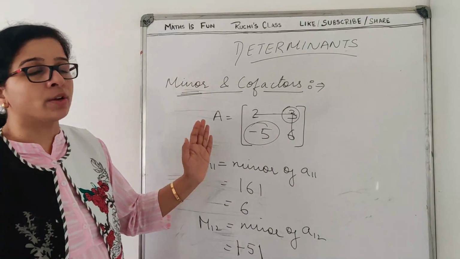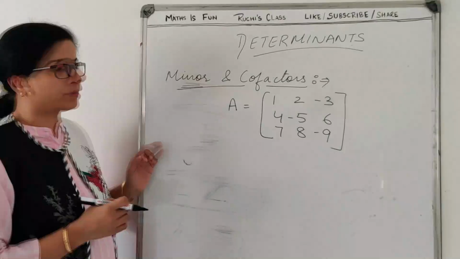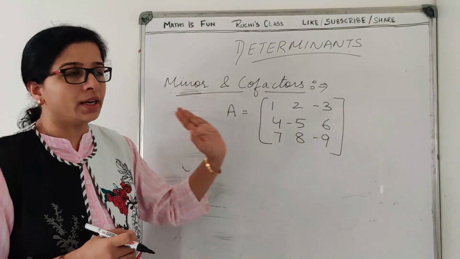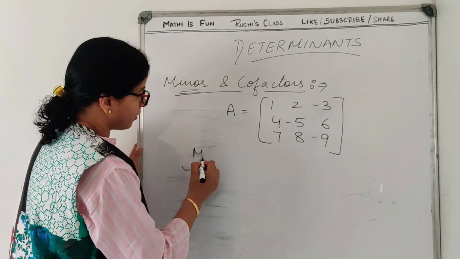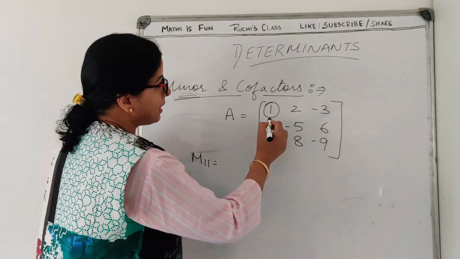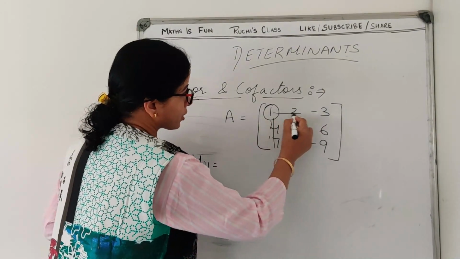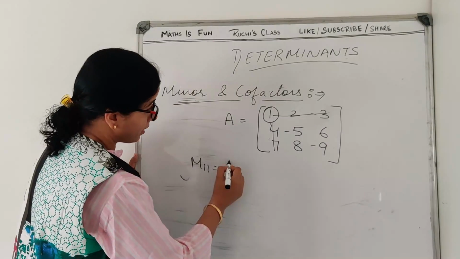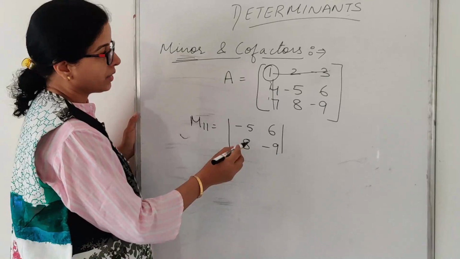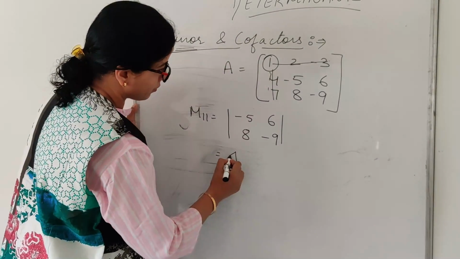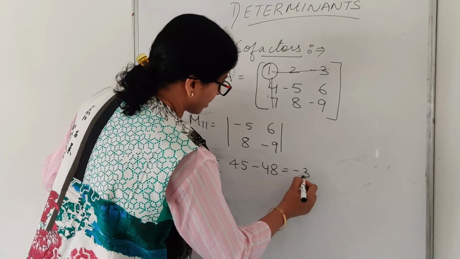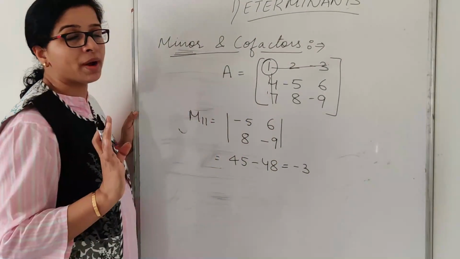Now we will find the minor of an order 3 matrix. So now for a square matrix of order 3, how to find the minor, I will tell you. So let us take M11. Okay, M11 means minor of A11. Leave the corresponding row and column. What are you left with? We have to find the determinant value of it. Okay. So now what is it? 45 minus 48. What are you getting? Minus 3. So M11 value is minus 3.